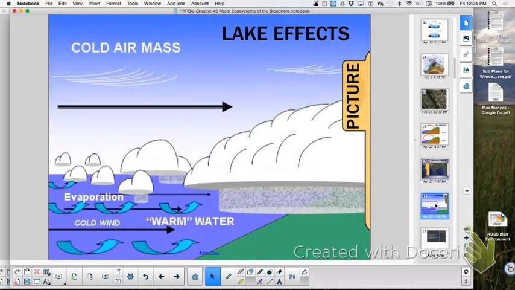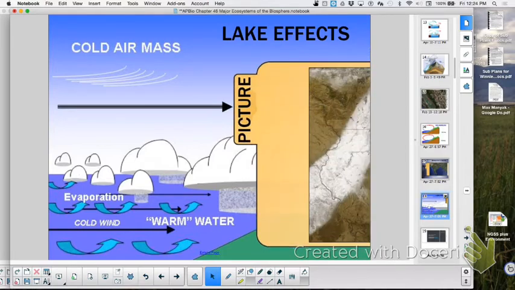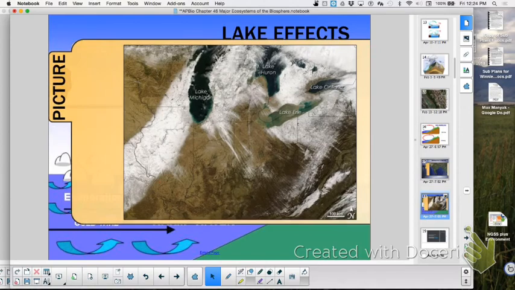We looked at things like lake effect. If you're in the middle of the United States and you've got a body of water and air starts to move across it, it's going to pick up moisture and then drop that moisture as snow. And we could see that occurring here in this picture.